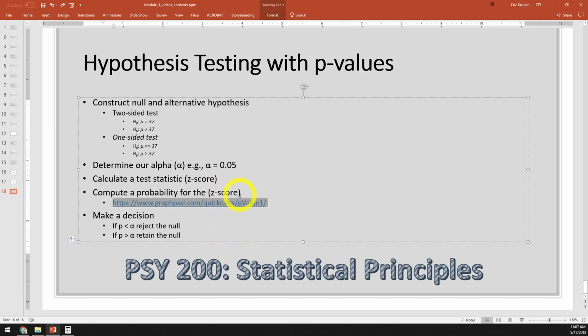After you've calculated your z-score, which is just the difference between your observed mean and the null hypothesis mean divided by the standard error, you put that z-score into the calculator and get a probability value. If that probability value falls below the alpha value, then you reject the null or accept the alternative. If it falls above that, you retain the null and reject the alternative hypothesis.